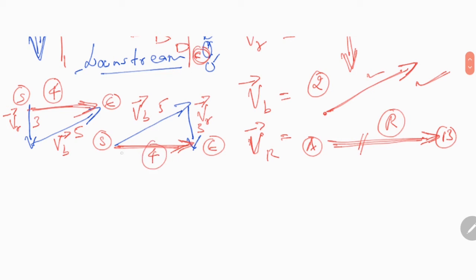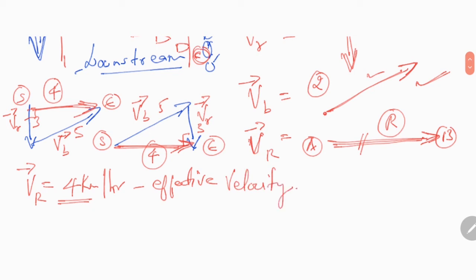So why is this so? By Pythagoras theorem, right? Because this is a right angle triangle here. So now, therefore, what do we get? Our resultant VR is nothing but 4 kilometers per hour, right? So this is our effective velocity.